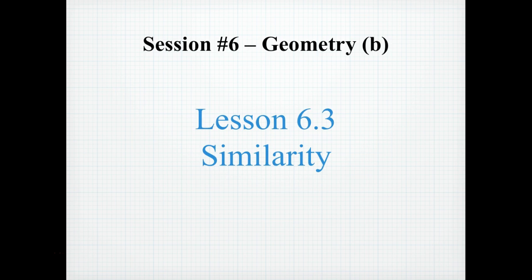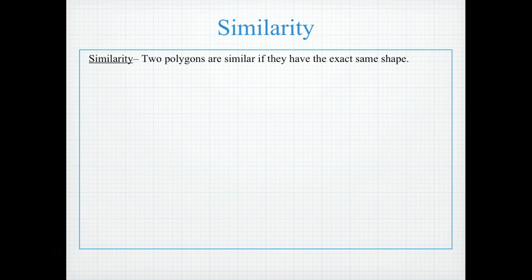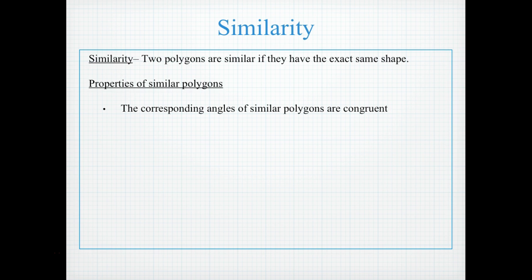Welcome to the third lesson in Session 6 on similarity. Two polygons are similar if they have the exact same shape. The two properties of similar polygons that we're going to learn about: one is that the corresponding angles of similar polygons are congruent, and two, corresponding sides of similar polygons are proportional.